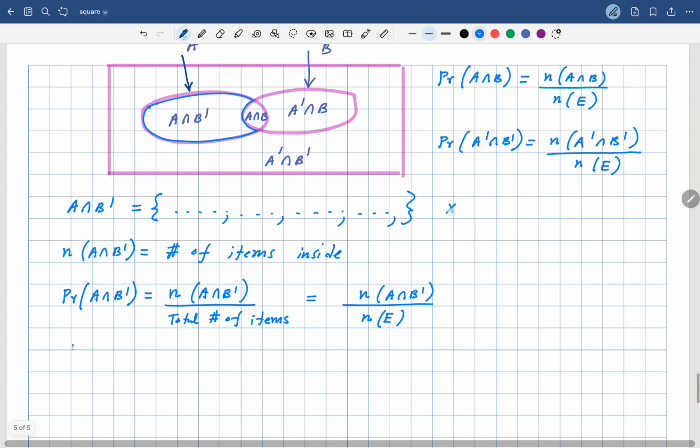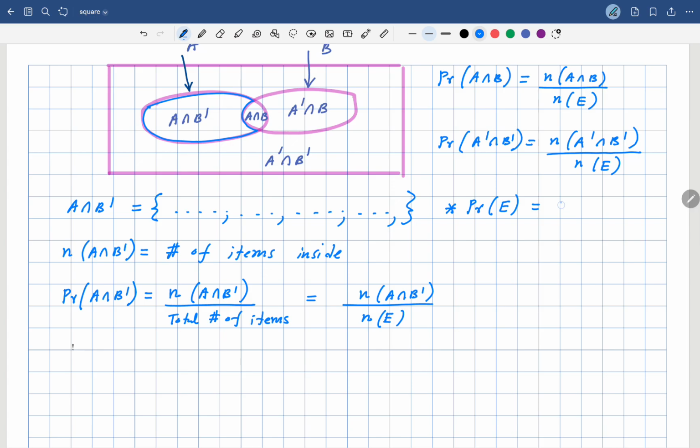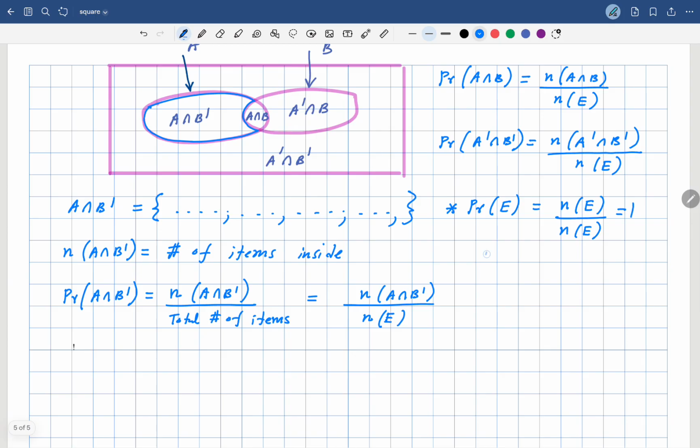Importantly, let's think about what the probability of universal is. Probability of universal is n of universal divided by n of universal. That's going to be 1. So probability of universal is 1. That means that's the total probability. So if you think about probability values, these values can change between 0 and 1 only. You can't exceed 1, you can't go below 0. So you can understand that from here.